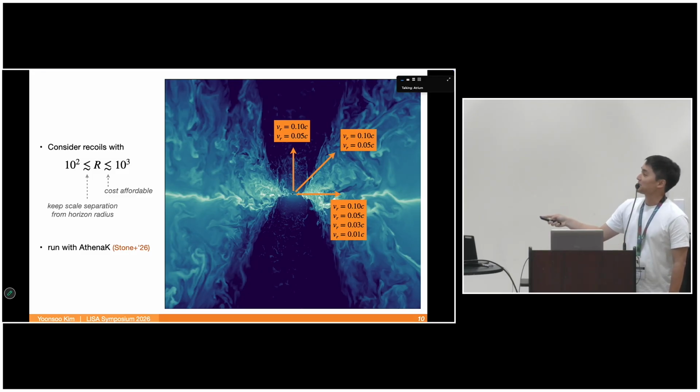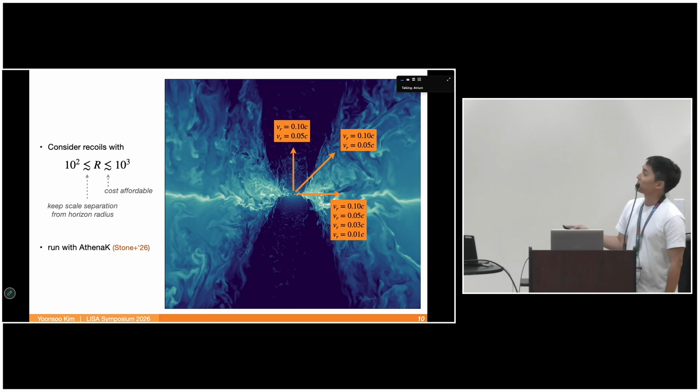So we chose this radius within this range. It's not too large, so that we can actually afford this computation, but it's big enough, at least more than 100 times the horizon size, to keep this scale separation. So these are all the setups we considered in our simulation.